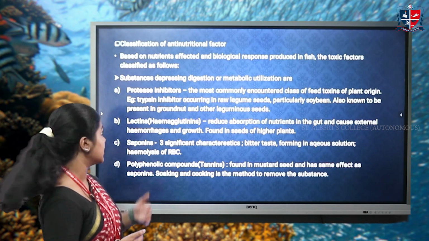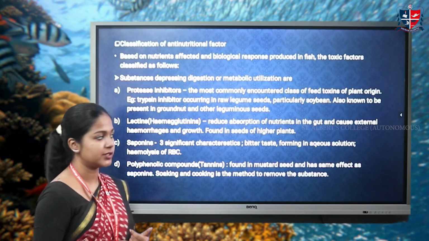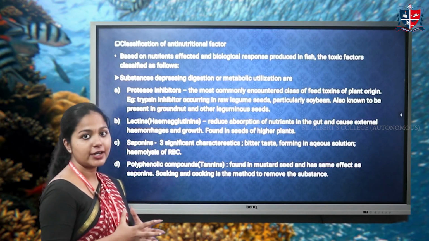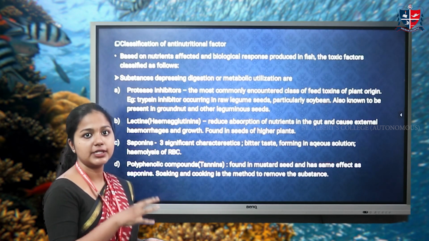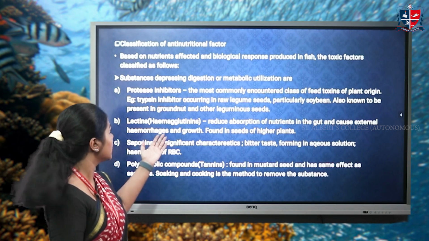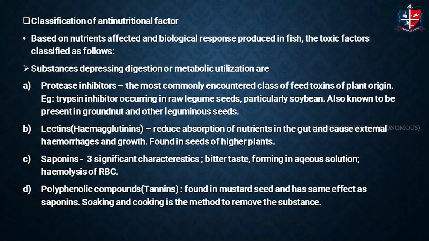And there are some substances which include the protease inhibitors, the most commonly encountered class of feed toxins of plant origin. So they are dominated by plant origin. An example of these protease inhibitors is trypsin inhibitor, which occurs in leguminous seeds, particularly soybean. And it is also known to be present in groundnut and other leguminous seeds.